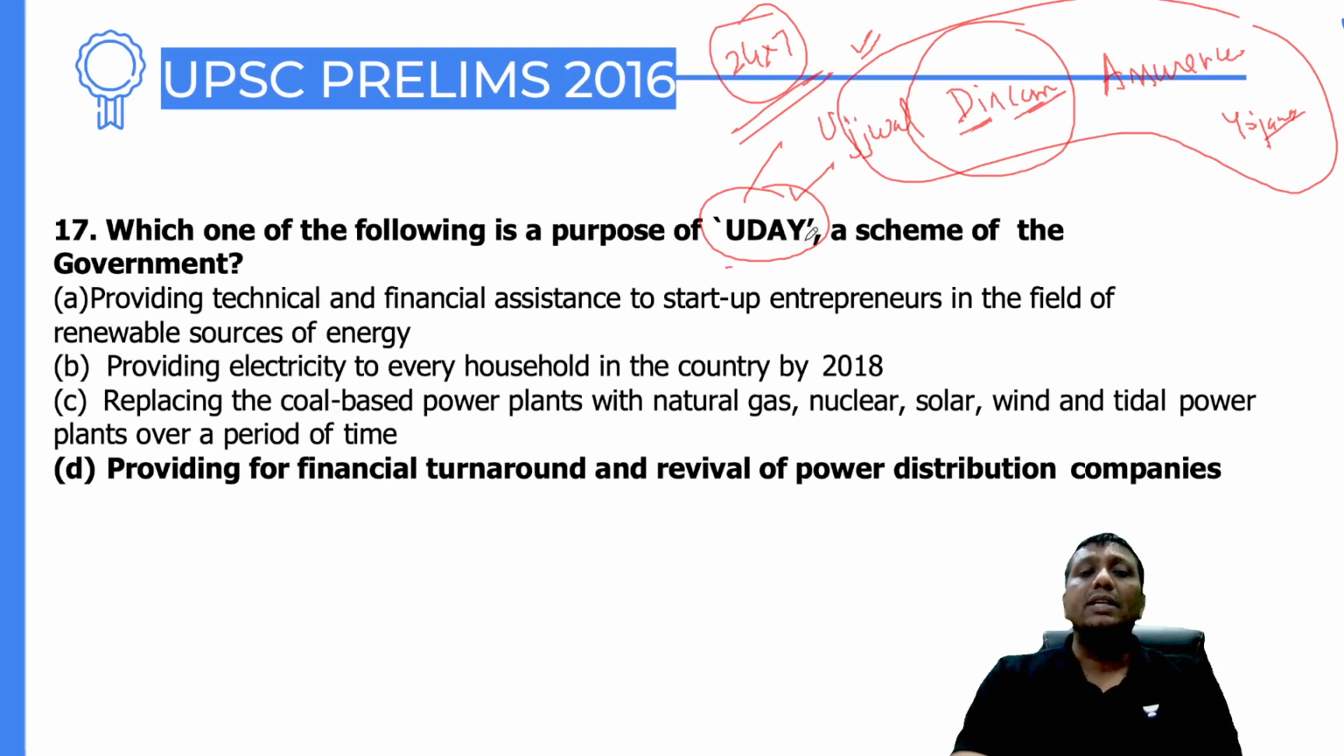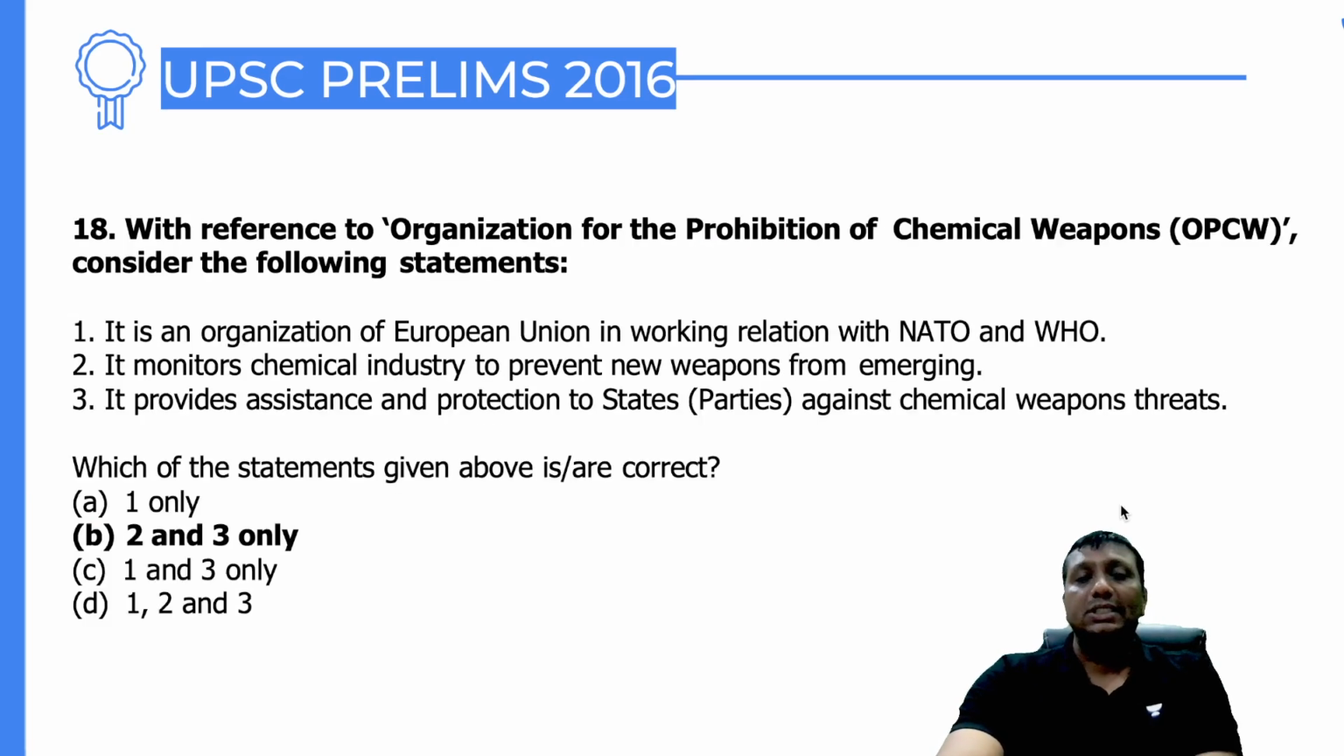That is the reason the UDAY scheme was brought in, so that whatever financial losses they have, the government will finally provide help. Under the UDAY scheme, we wanted to provide a financial turnaround to all the distribution companies that are having losses, and further they will try to distribute the power supply. In question 17, the D option is right.